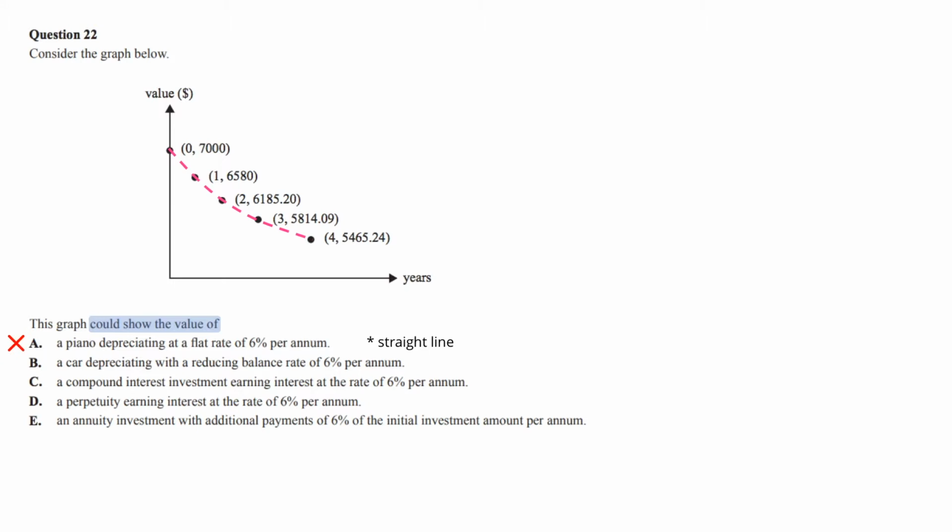Now let's look at option C, a compound interest investment earning interest at the rate of 6% per annum. That would be an increase in value, so we can cross out option C as well. Option D, a perpetuity earning interest at the rate of 6% per annum. We know that the balance of this perpetuity does not change, so we can cross out option D as well.